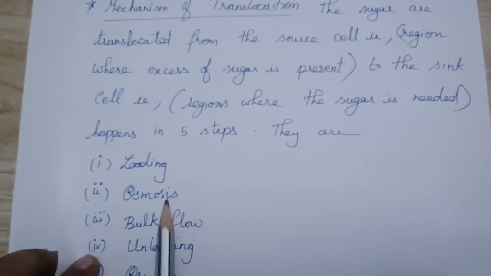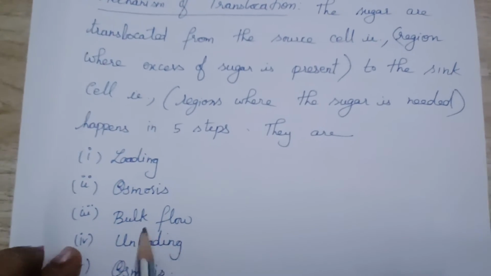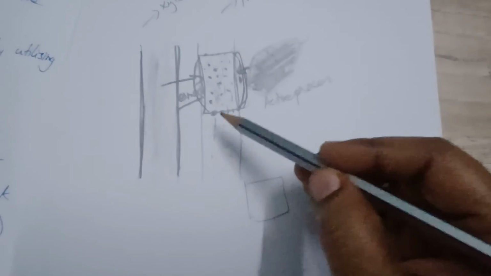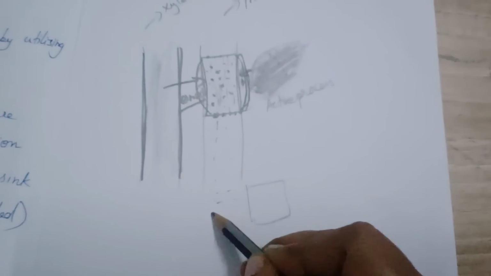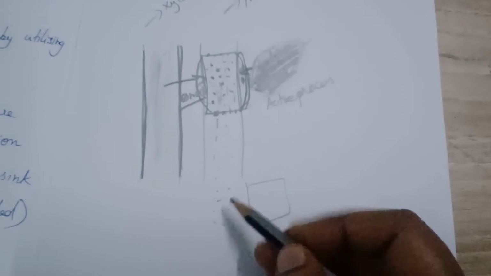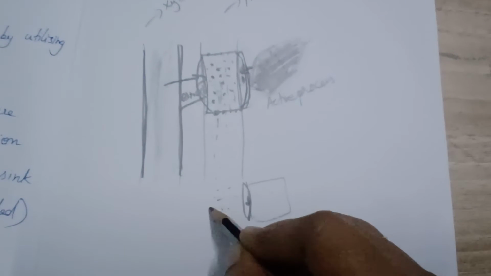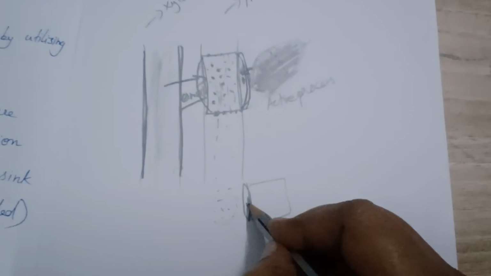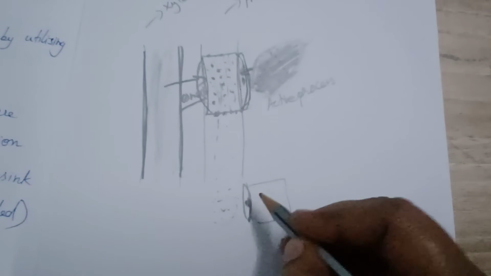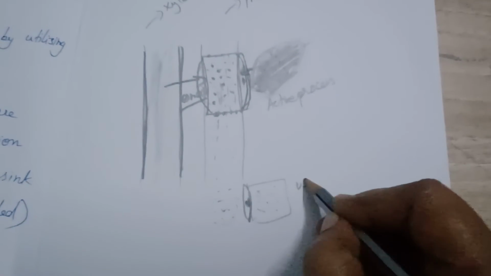After loading, osmosis is taking place. After this osmosis, because of the water pressure, a bulk flow is happening here. So these will move to this place. Okay, when it finds the low energy area through the companion cell, from this, now it is concentrated here, so it enters the companion cell, and then unloading of all the sugar molecules is taking place.